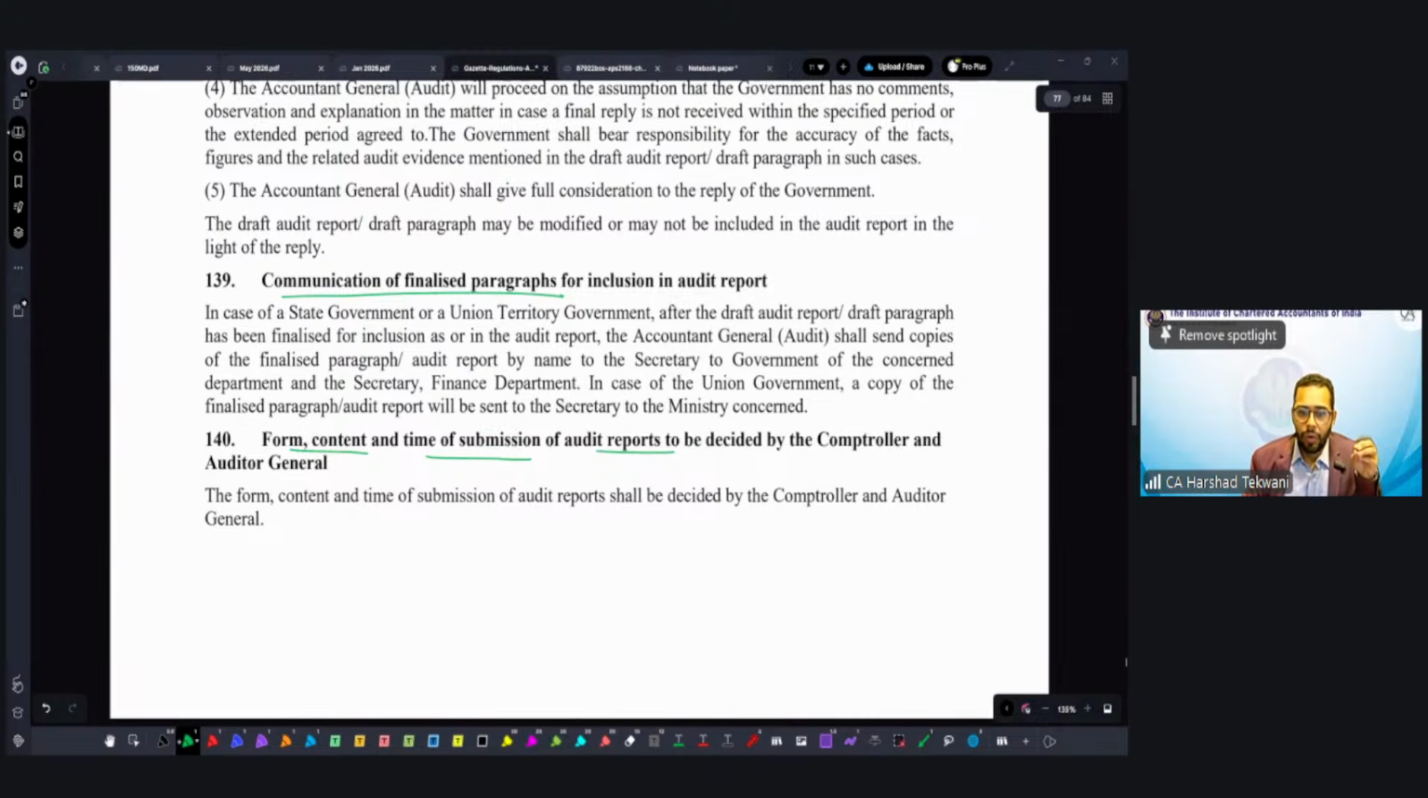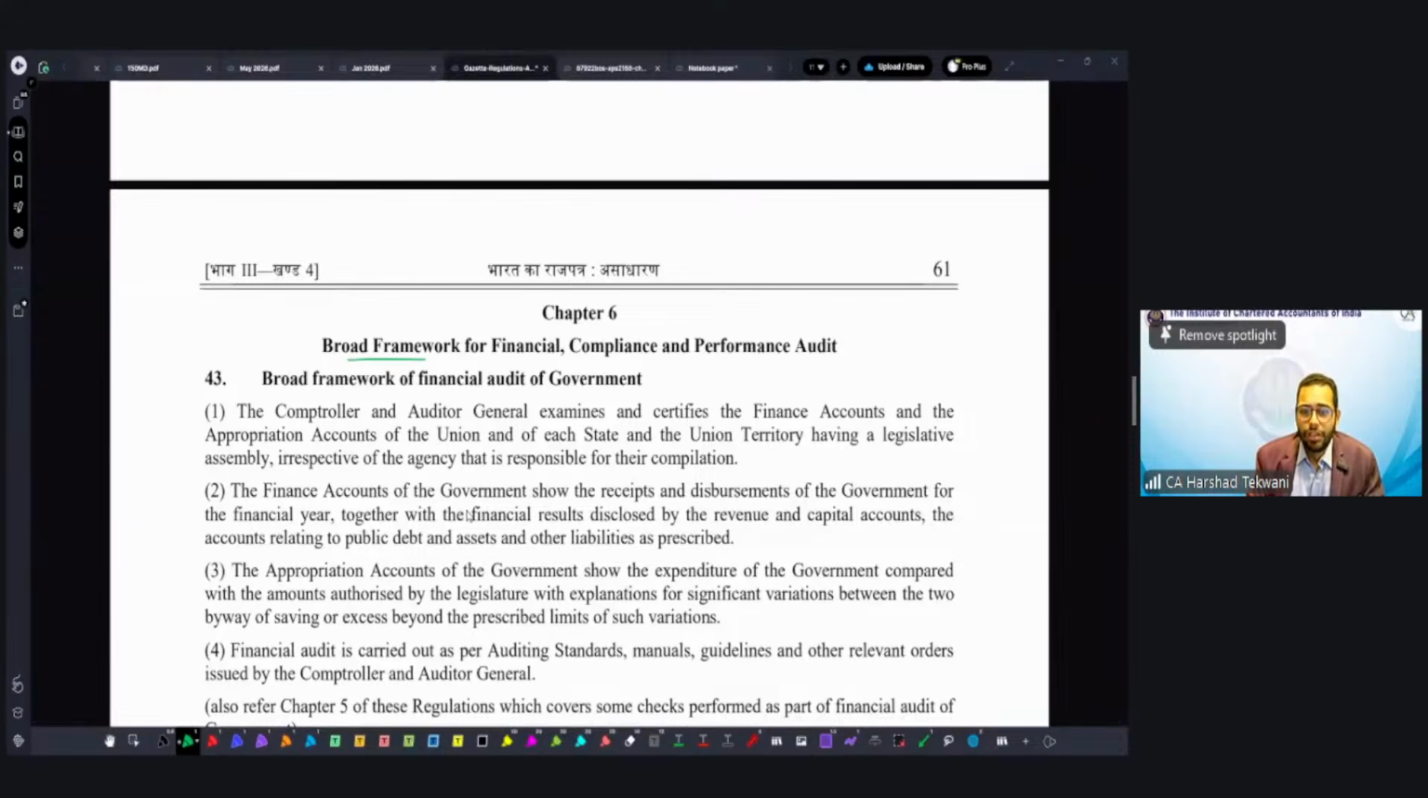Now, we need to understand in a specific way various types of audits and how they are given in the regulation itself. Okay, so we start with the compliance audit. Okay, there is a chapter 6 of these regulations which talks about the broad framework of the financial, compliance and performance audit. See, financial audit, we already know in good detail. We will take up first of all the compliance audit, and then we will take up the rest of the types of audits like performance audit, and then comprehensive and a lot of things.